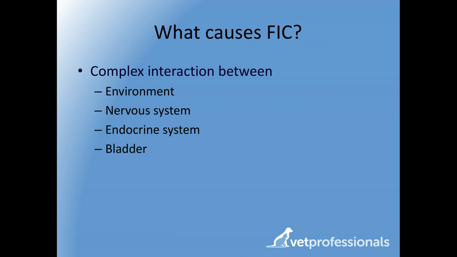A lot has been done to try and understand what causes this condition, and whilst we still have a lot of unanswered questions, much of the research, particularly done at Ohio State University under the leadership of people like Professor Tony Buffington, has demonstrated that this is a complicated disease. There is an interaction between the cat's environment and their ability to cope with stress, manifested by and regulated by the nervous system, the endocrine system, and the bladder.